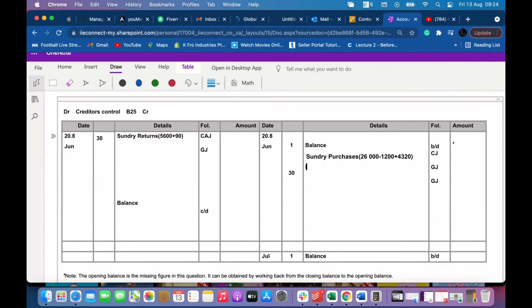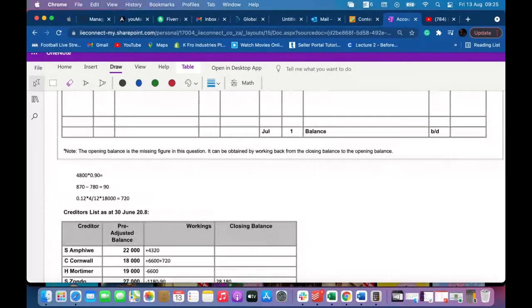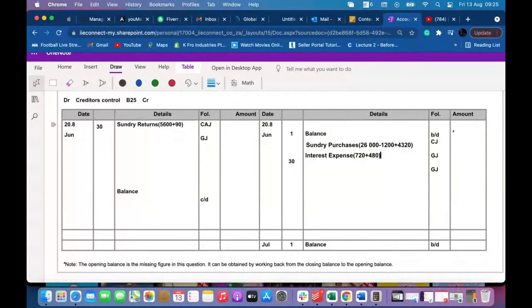Okay, that's fine. So interest expense, we said 720 plus the already balance that we have there, which is 480. Again, we will deal with these just in case there are any other transactions. We'll deal with them at the end. Okay, so that has been dealt with. Yes, it has been dealt with. Okay, cool, no problem. Then we move on to the next one. 3.7.